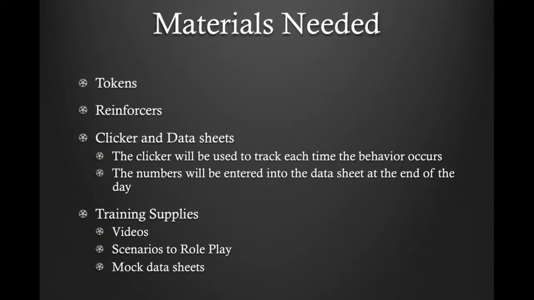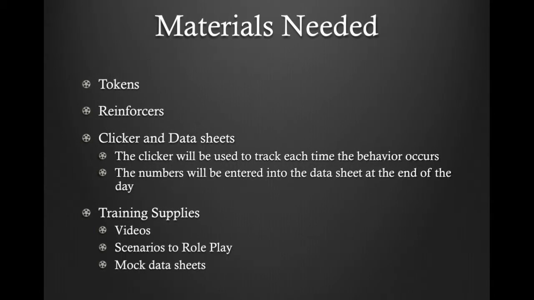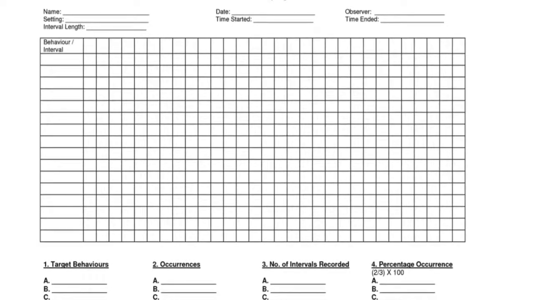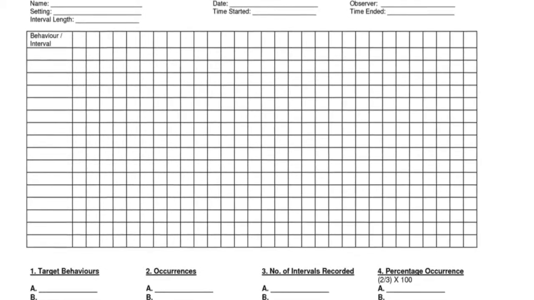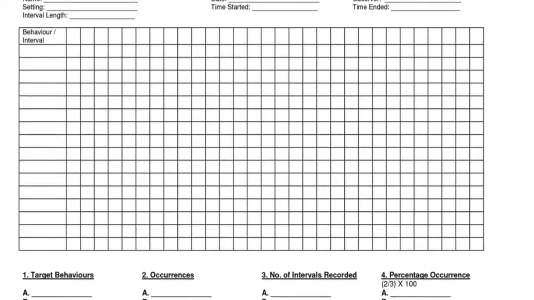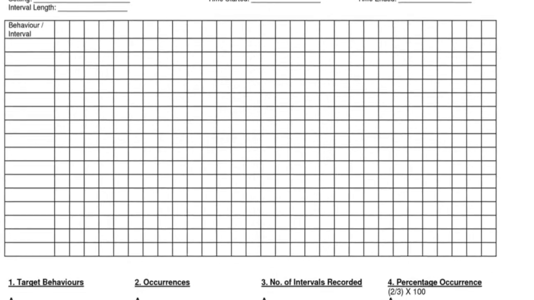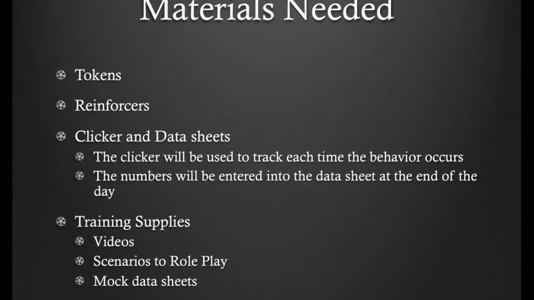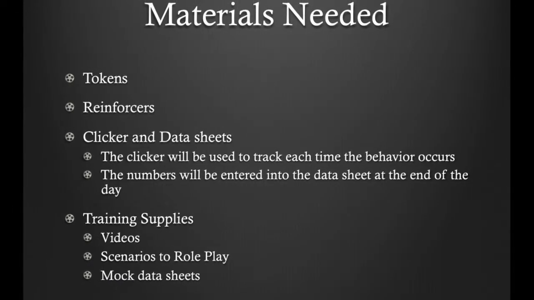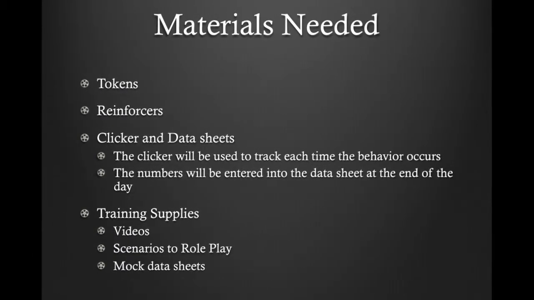A clicker will be needed to keep track of the frequency of behaviors. Data sheets will be used to record the data and track progress. Here is an example of a blank data sheet. You can put the student's information, what behaviors are being tracked, the interval if you are keeping track of intervals, and how many times the behavior has occurred. Finally, we will need a few training supplies. These will include training videos, a selection of scenarios that our staff can role play, and mock data sheets to practice taking data and analyzing it.